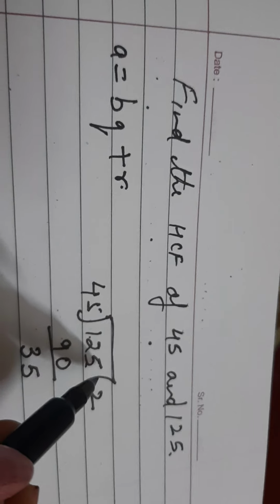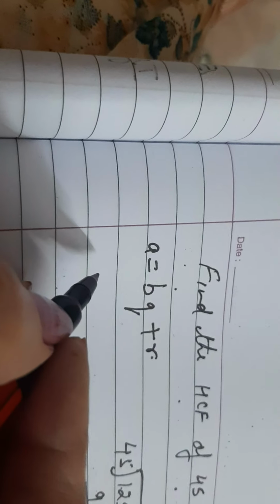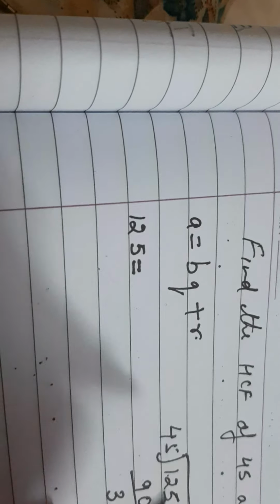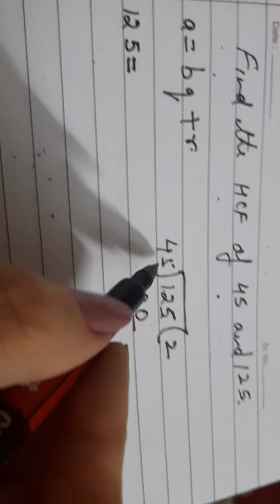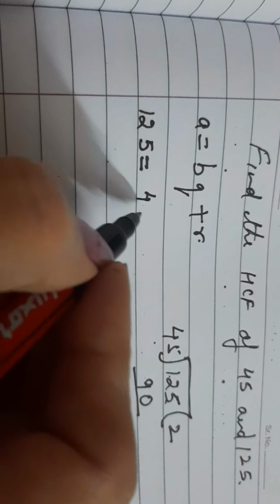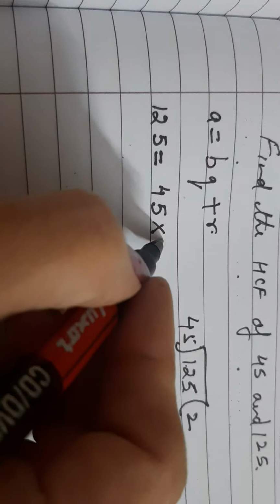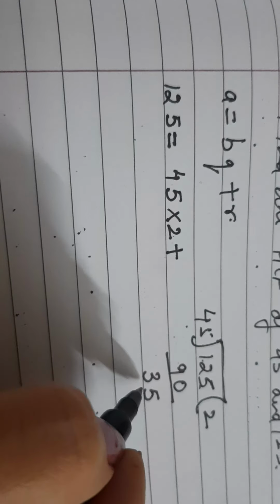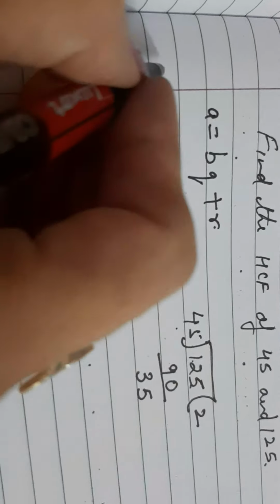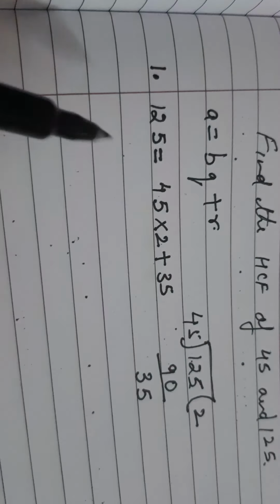So what is A here? A, I told you, 125. Dividend is A. So 125 is equal to, what is a divisor? 45. So 45 into, what is a quotient? 2 plus, what is a remainder? 35. This comes step 1.